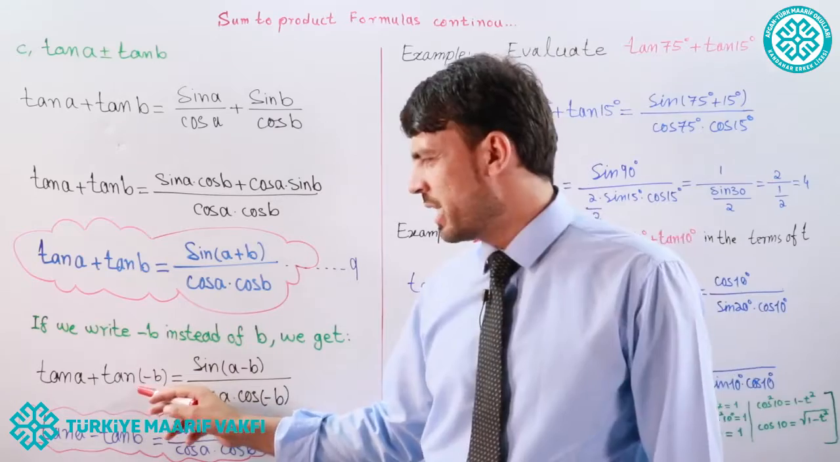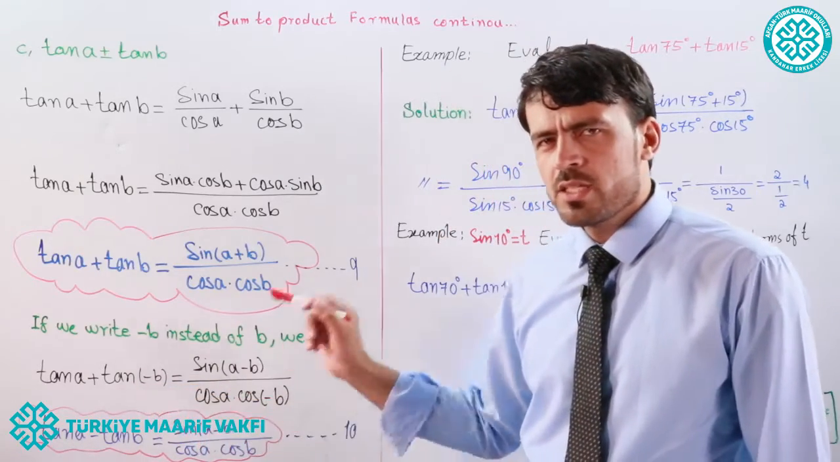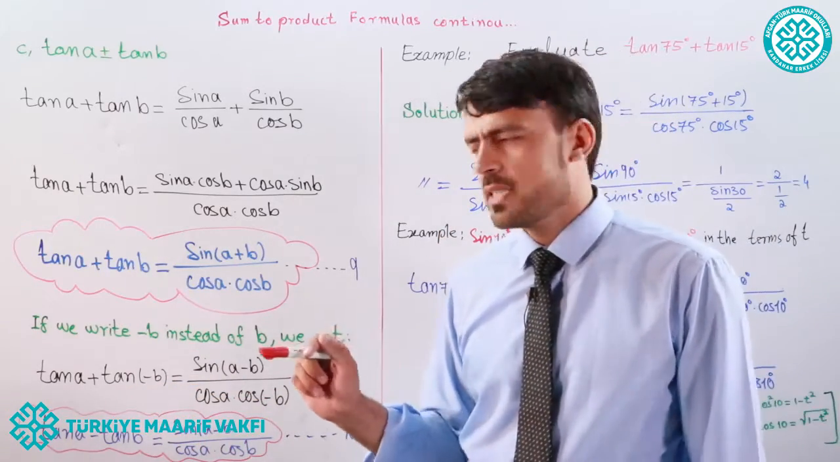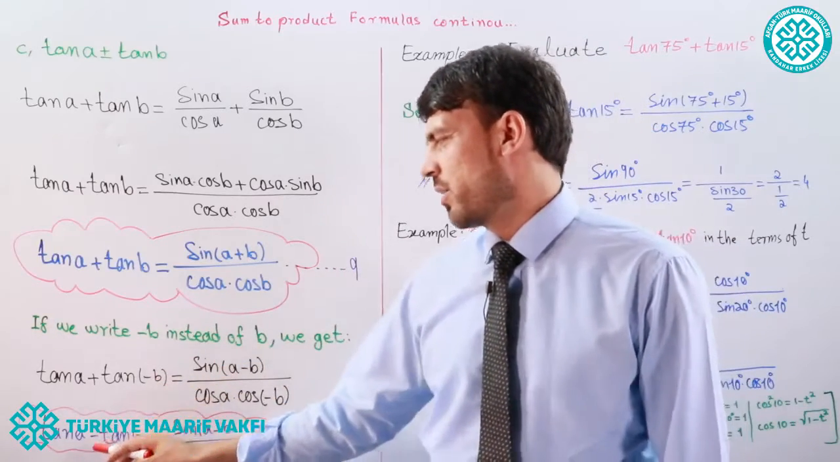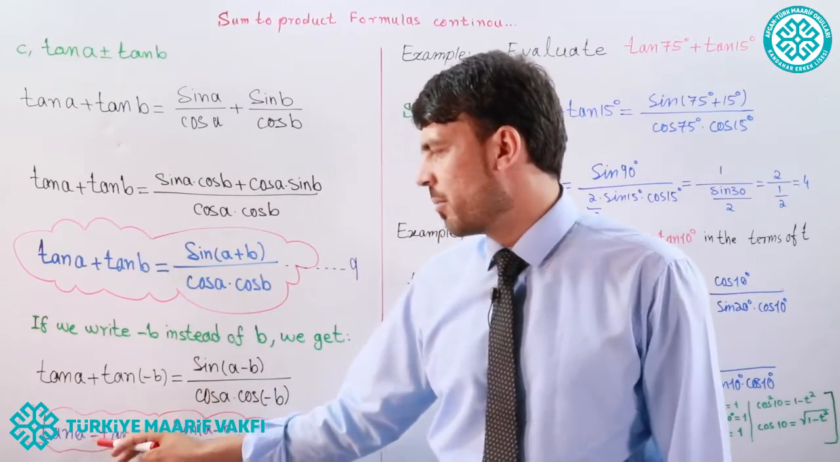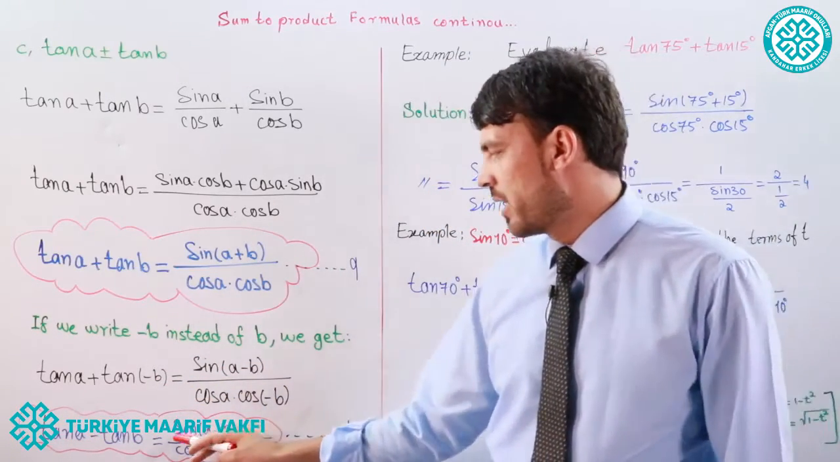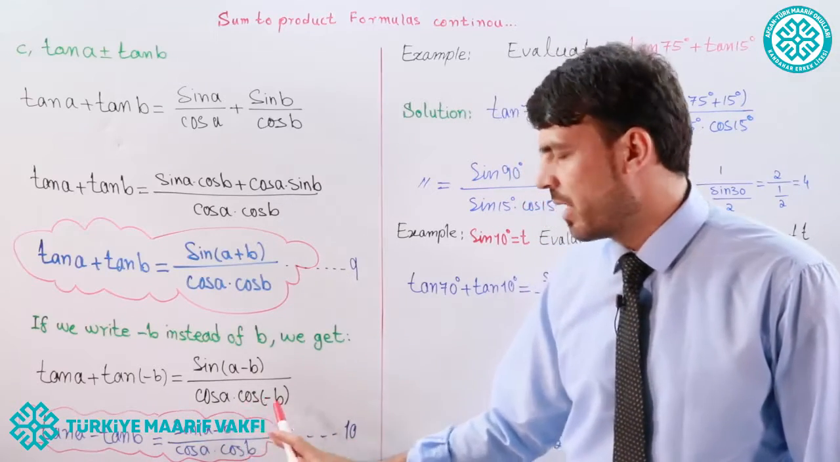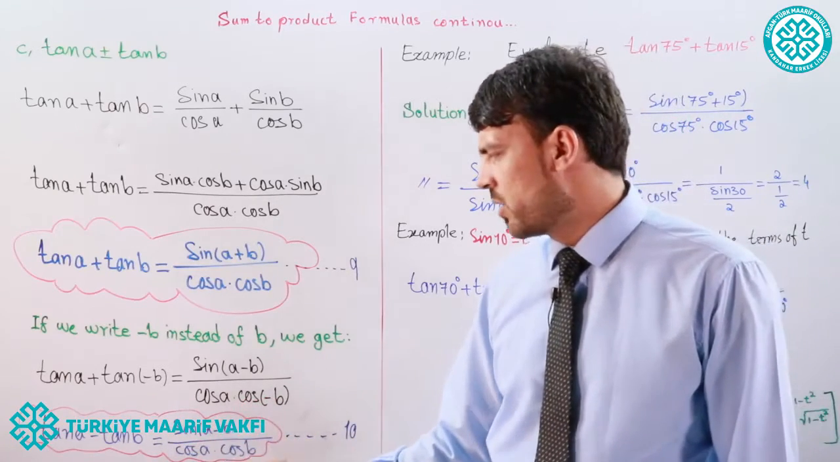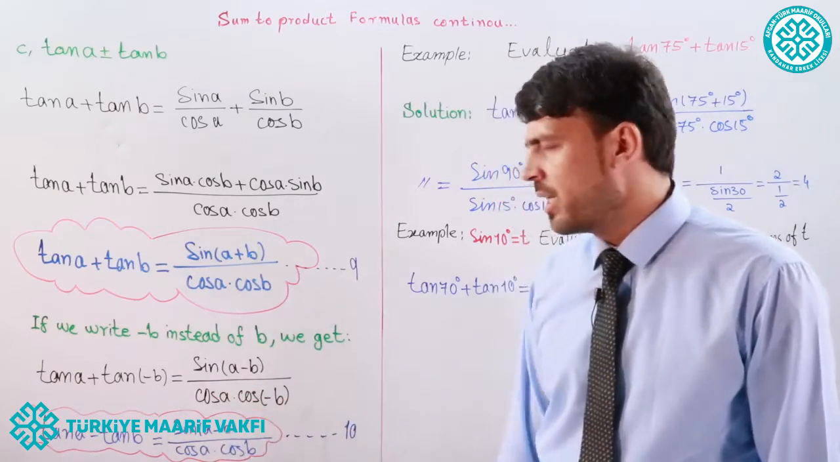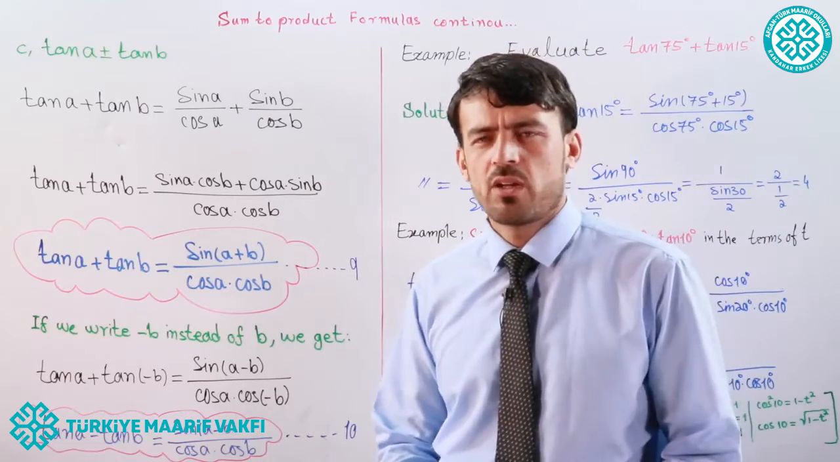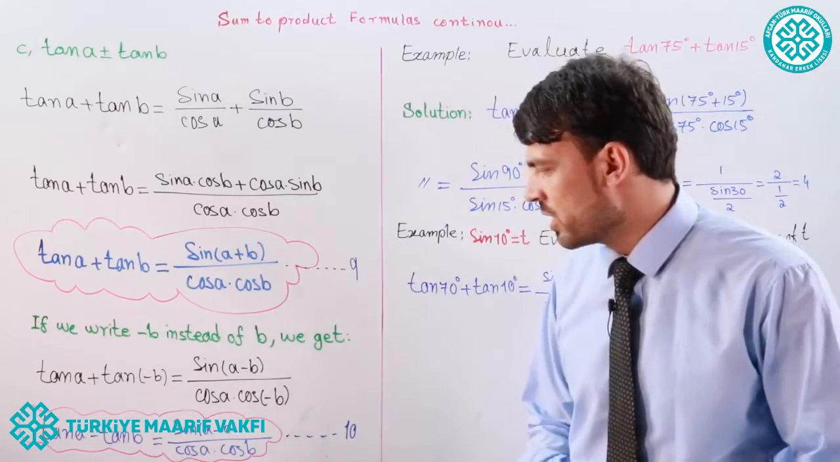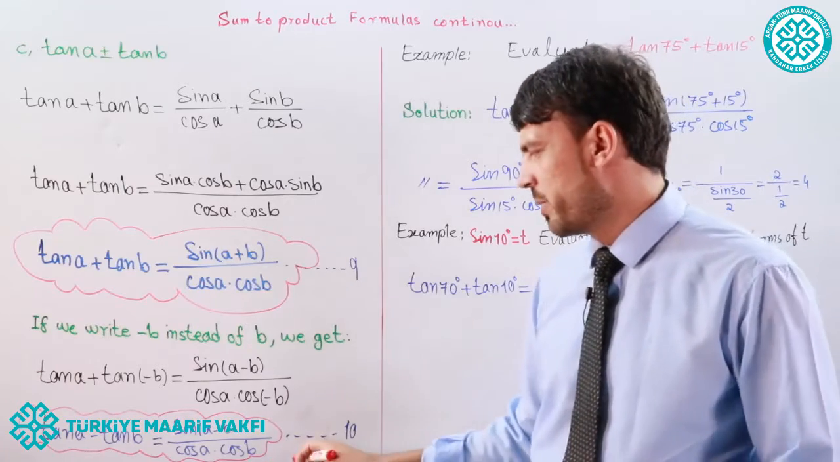Here we have tangent minus B. Tangent of minus alpha is equal to minus tangent alpha. So here we are writing tangent A minus tangent B. Here sine A minus B, and in the denominator cosine of minus alpha is equal to cosine alpha. So no change is occurring in the denominator.